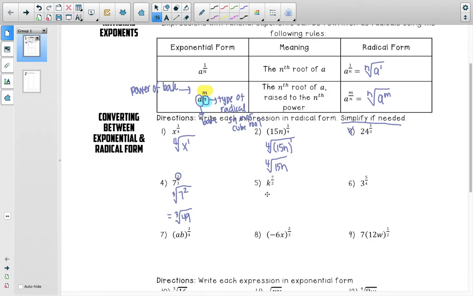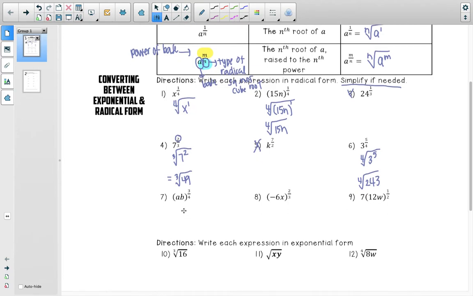All right. Let's skip 5 and go to 6. Let's work with numbers. I think we'll need more help there. The top number is telling you what the power is for 3, and the bottom number tells you the type of radical. And go figure, I don't have my calculator out. So let's get this. 3 to the 5th power is 243. So we have the 4th root of 243, and that's all we need. Okay? So let's move down to 7.